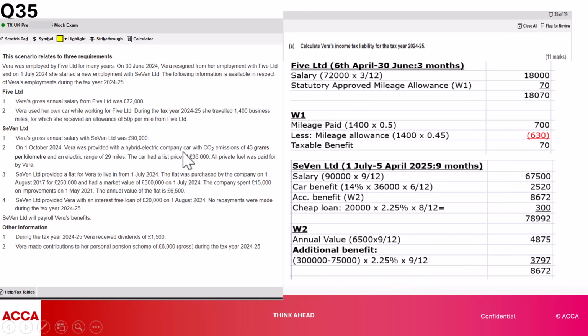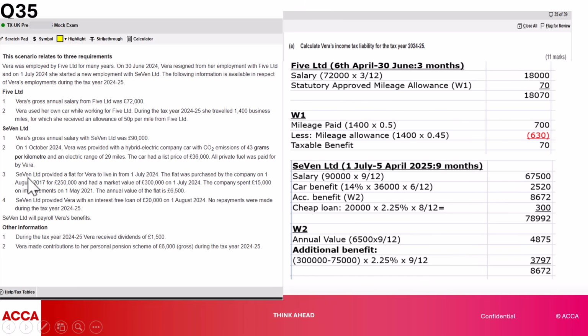And then we're told she's given a hybrid electric car. Now, when you're dealing with hybrid cars, you don't focus on the CO2 emissions when computing their benefits. You focus more on the electric range that you can normally drive this car for, on purely electric aspects. So you find here 29 miles. If you opened the tax table, this was roughly around 14%. Now the car's a list price of 36,000, and we're told the private fuel was paid by Vera, so there's no fuel benefit. So we have 14% times 36,000 times 6 over 12. That's why we have our answer there.